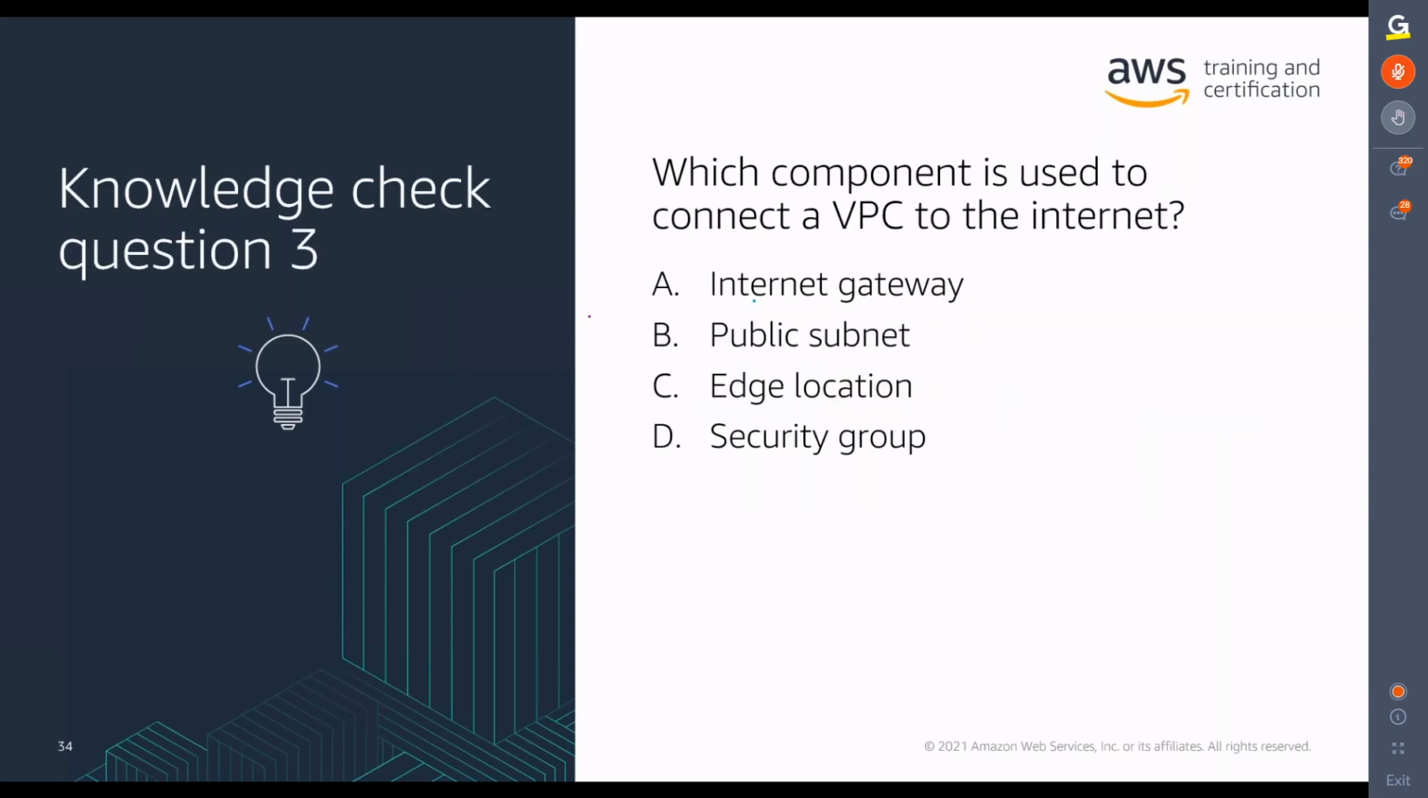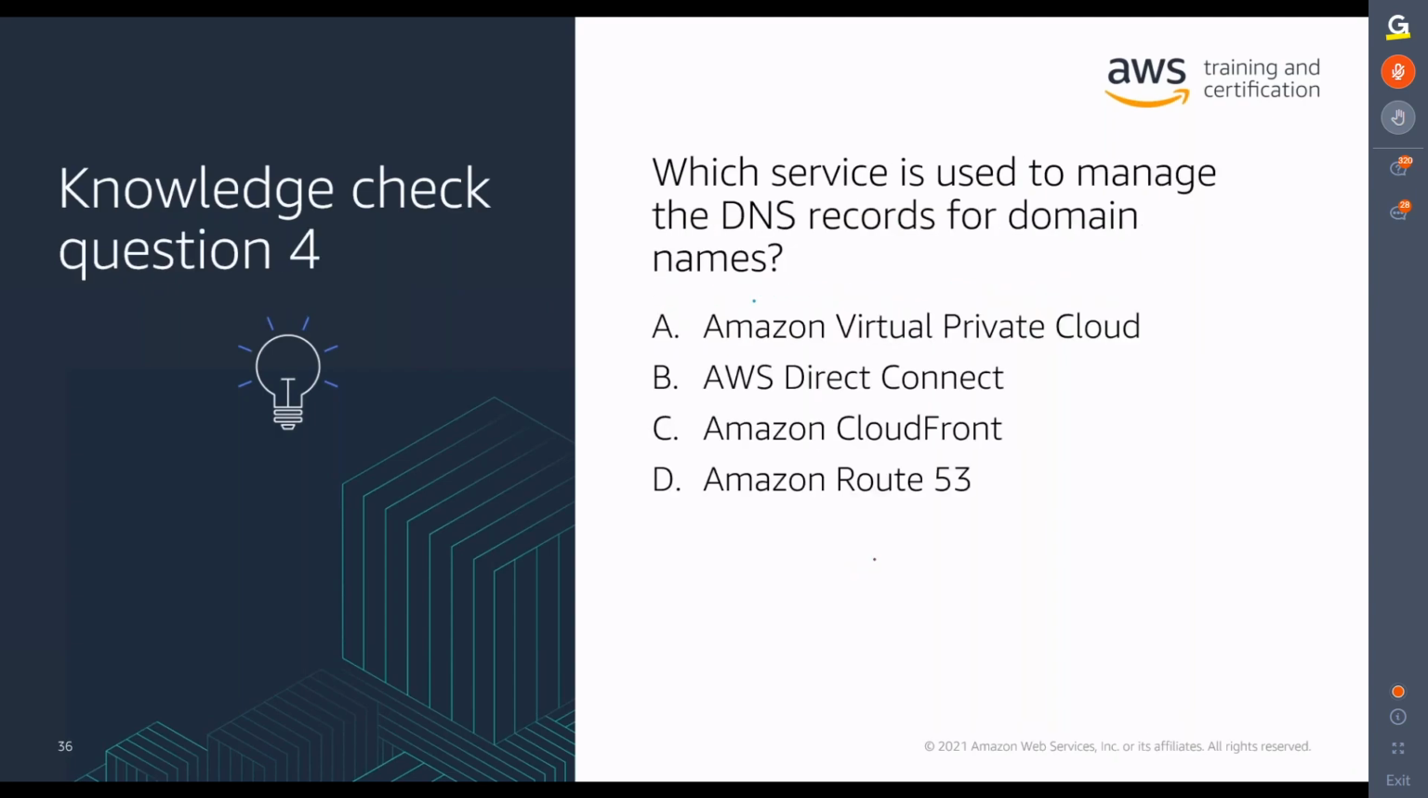This one I think is a little easier. Which component is used to connect a VPC to the internet? Anybody remember? All right, I'm starting to see some people answering as choice A. And if you typed in A, you are correct. An internet gateway connects a VPC to the internet. Good job, well done. All right, one more.